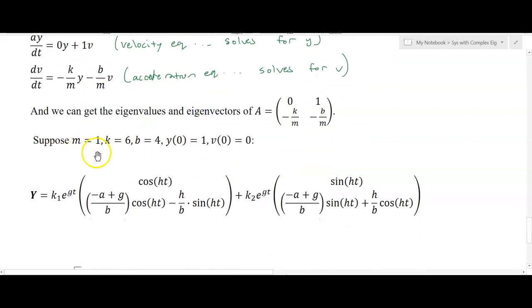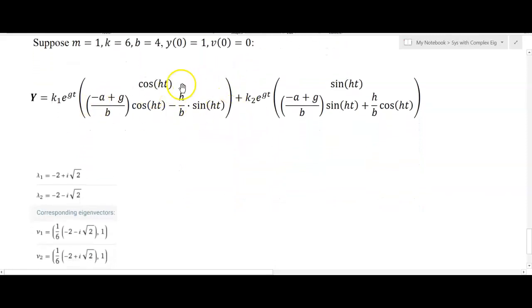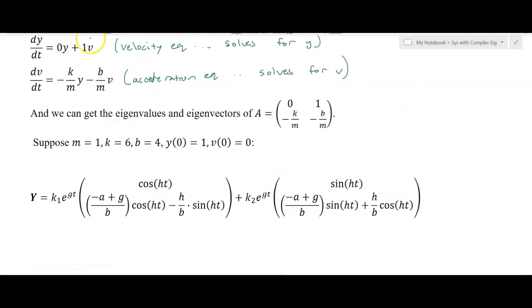We have a mass of 1 kilogram, a spring constant of 6 newtons per meter, and a damping coefficient of 4 newtons per meter per meter. So that being said, an initial position of 1, a stretch of 1 from equilibrium, and a velocity of 0. Here I just copied and pasted the equation and computed the eigenvalues for this matrix. So this matrix is really just 0, 1, negative k over m, so negative 6 over 1 is just negative 6, negative b, which is 4 over 1, is negative 4.